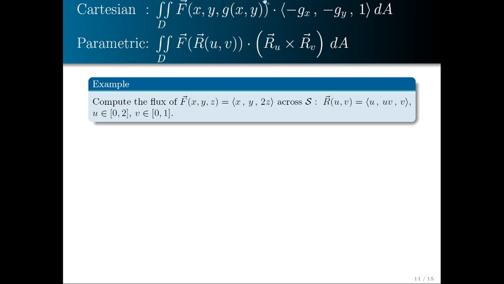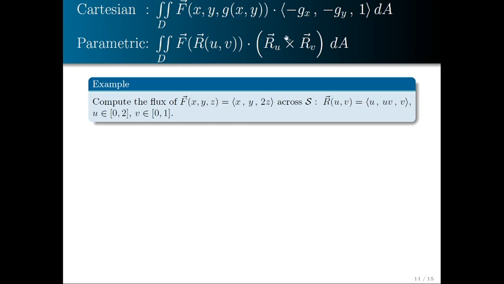Okay, so just to summarize the previous slide, we have the following two formulas in transforming the flux integral into a double integral. The first formula is when the surface has a Cartesian equation, given by z equal to g of xy, whereas the second method uses parametrization for our surface. So our surface S is parameterized by R of uv. So let's try to solve some examples using these two techniques.